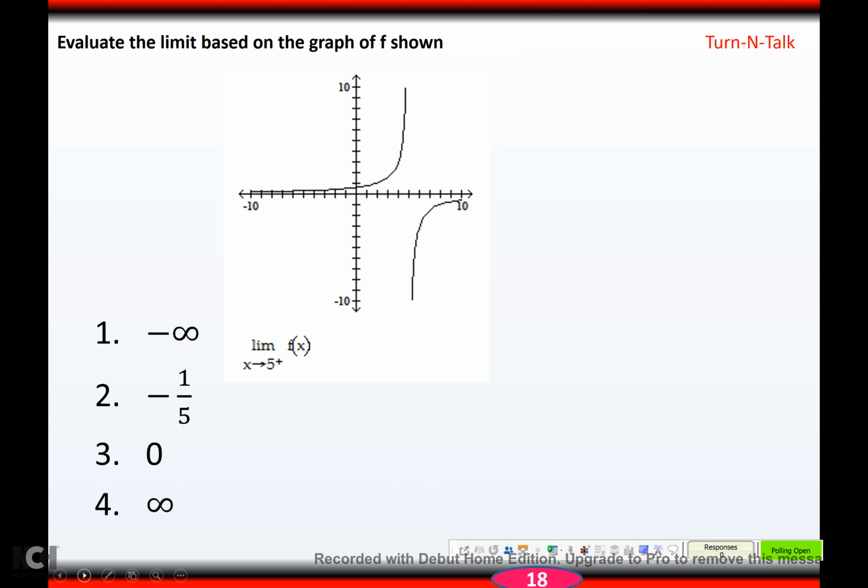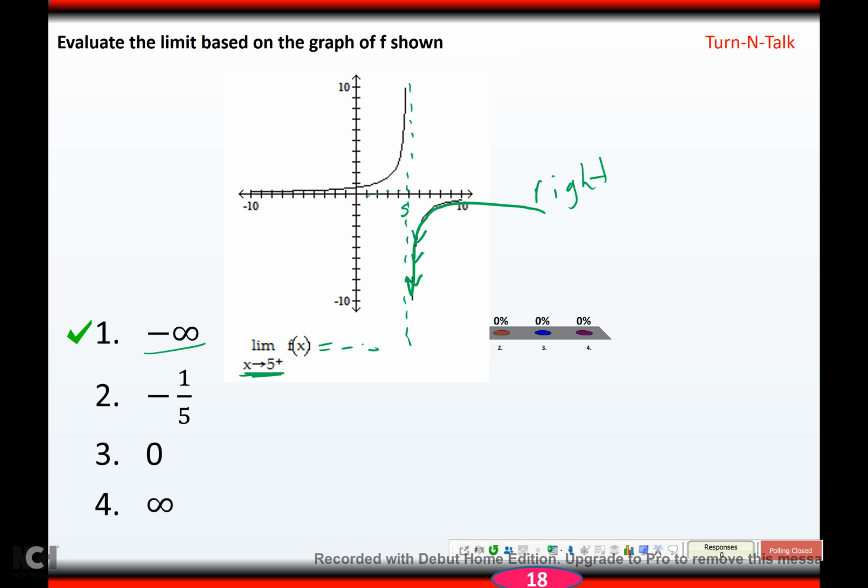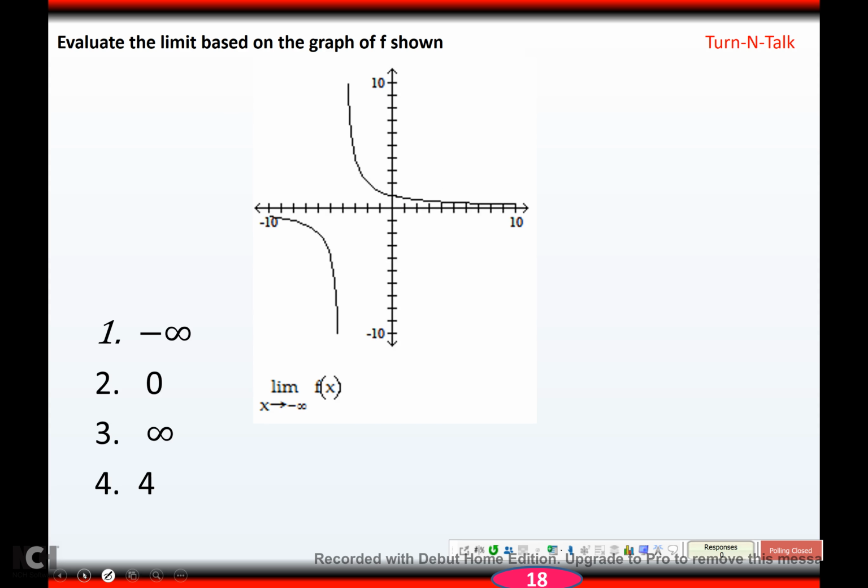Alright, so you try one, hit pause, come back when you're ready. And hopefully you got negative infinity. This says find the limit as x approaches 5 from the right. 1, 2, 3, 4, there's 5. You can see there's a vertical asymptote there. I mean, they don't draw it in for you. But as I approach this from the right, so I'm tracing the graph this way, and where is it heading? It's heading down, so that's towards negative infinity. Okay? Try this one. Hit pause, come back when you're ready.